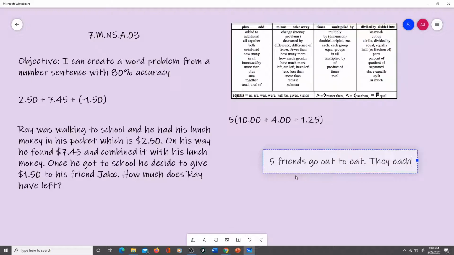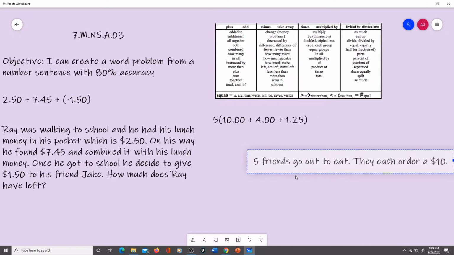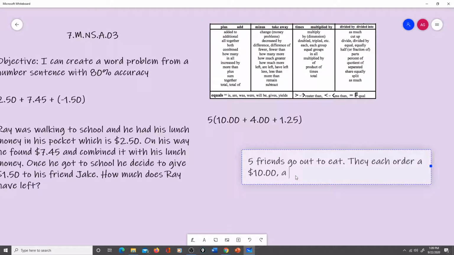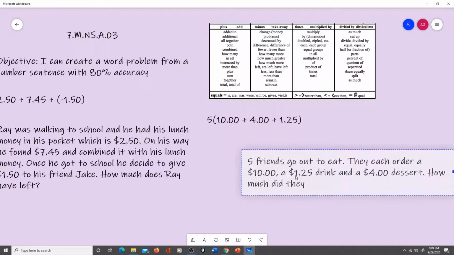They each, oh, there's each, so that tells us I've got that multiplication also. Order a $10 burrito, a $1.25 drink, and a, not 400, but a $4 dessert. Okay, that takes care of all my numbers. How much did they all spend as a group?